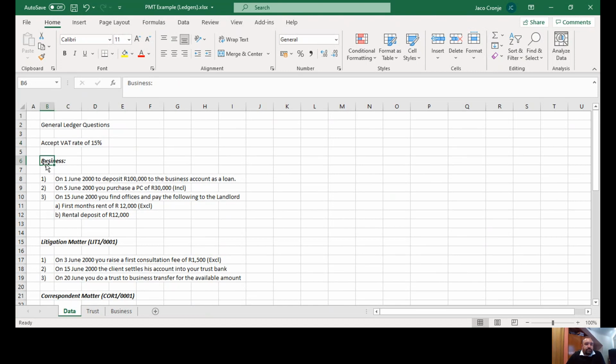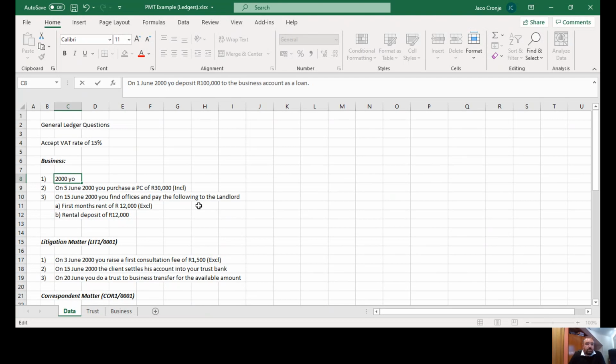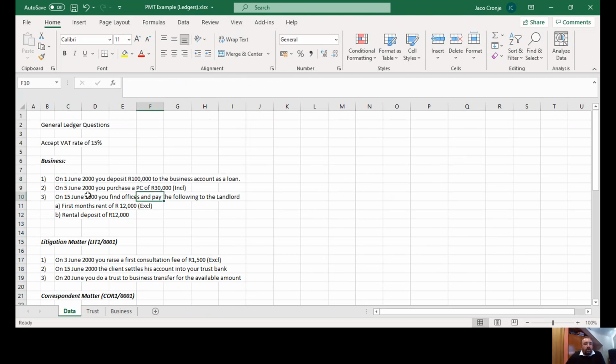Right, so now I'm telling you on the business side, the first transaction that we're going to do. On the 1st of June, you deposit 100,000 Rand to the business account as a loan.